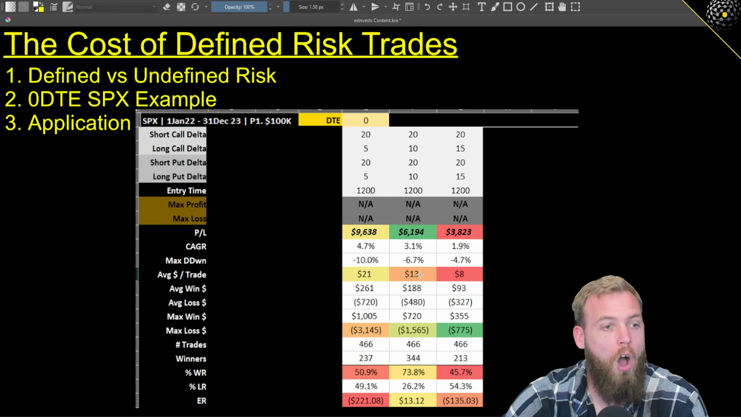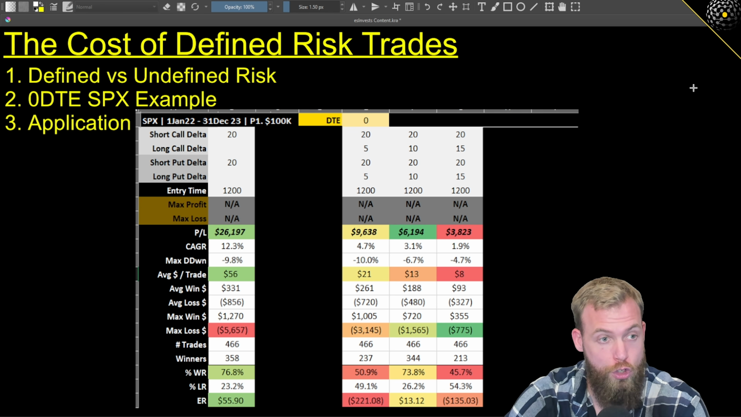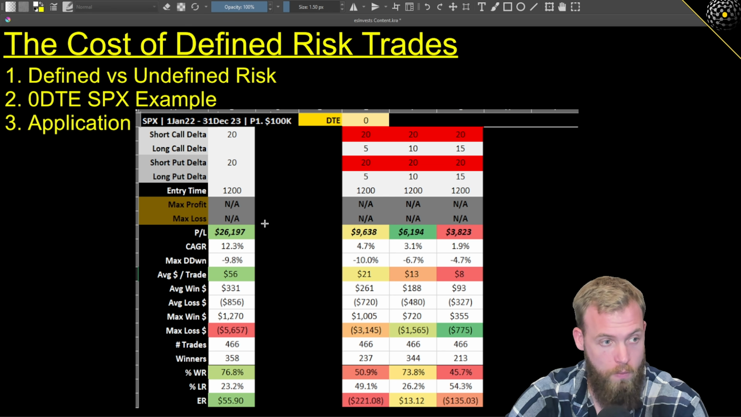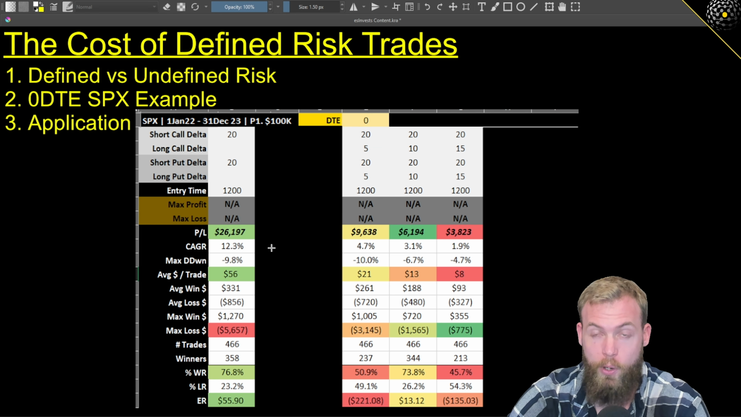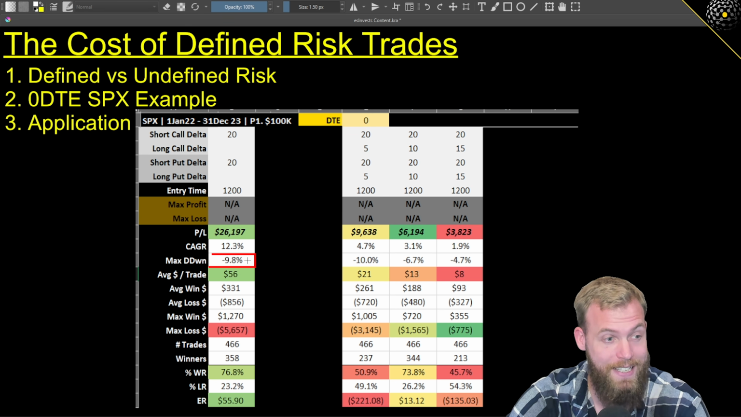Now, so what is the cost? What is the cost of buying these wings? Well, let's take a look. If you had sold just the 20 delta short call and put, all else the same, you would make $26,197 over the same time frame. Your compound annual growth rate goes from a high of 4.7 to 12.3. Your max drawdown is negative 9.8. This is still pretty damn bad. Average win per trade is 56 bucks, and so on and so forth.